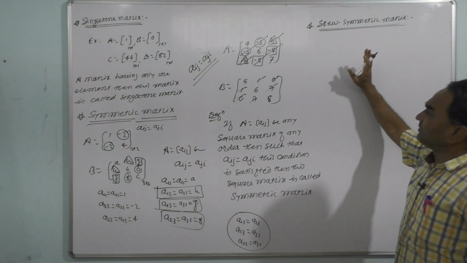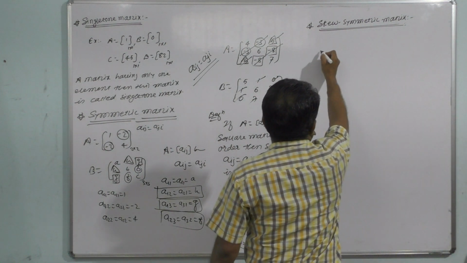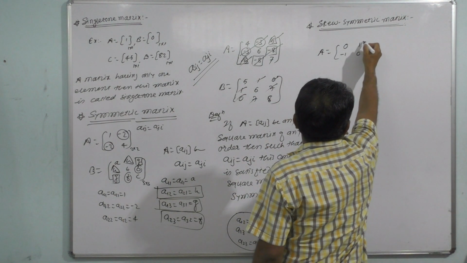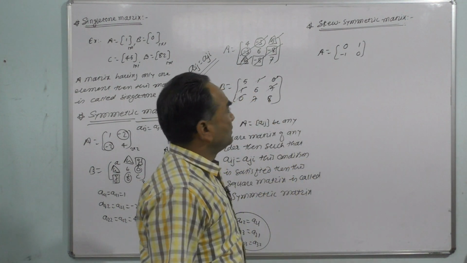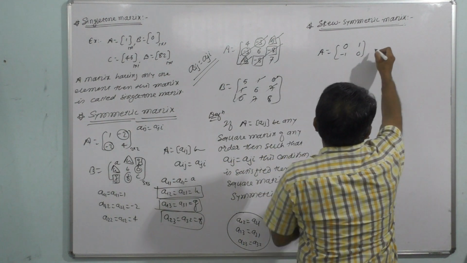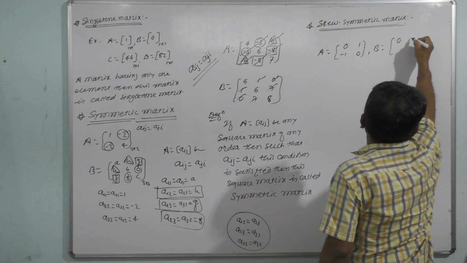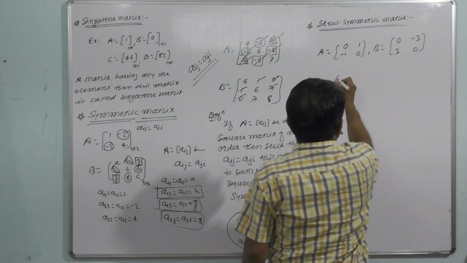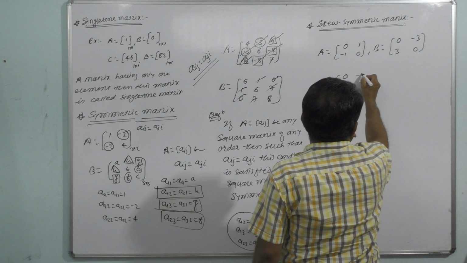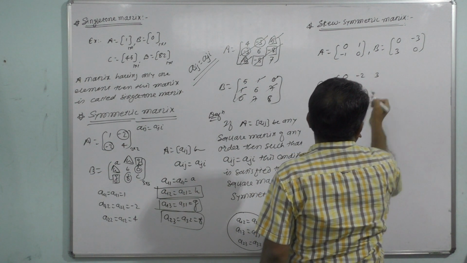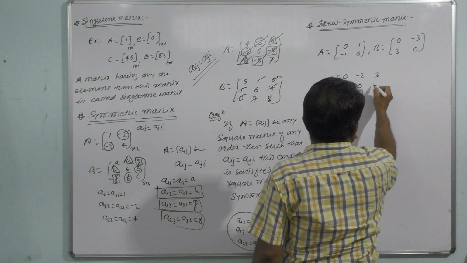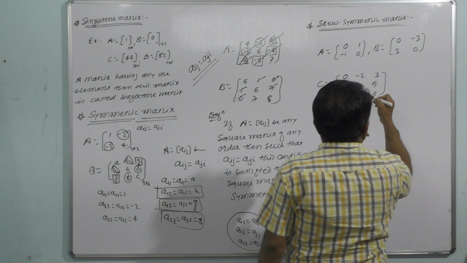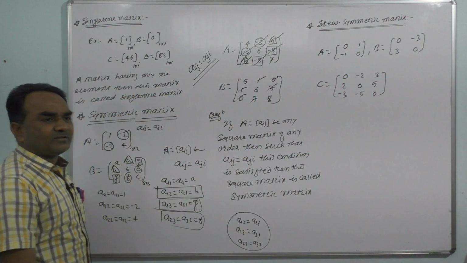Here are examples of skew symmetric matrices. A is equal to [0 1; -1 0]. B is equal to [0 -3; 3 0]. C is equal to [0 -2 3; 2 0 5; -3 -5 0]. All these three examples are called skew symmetric matrices.